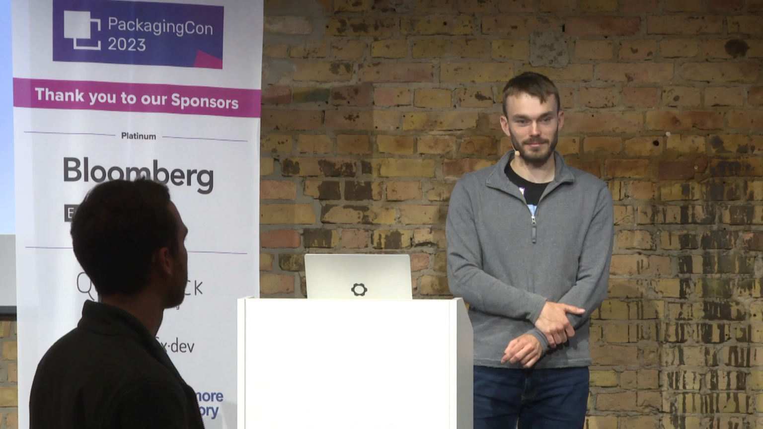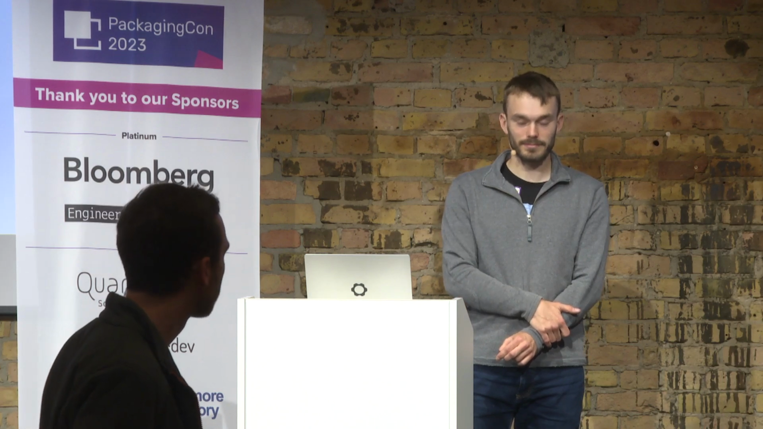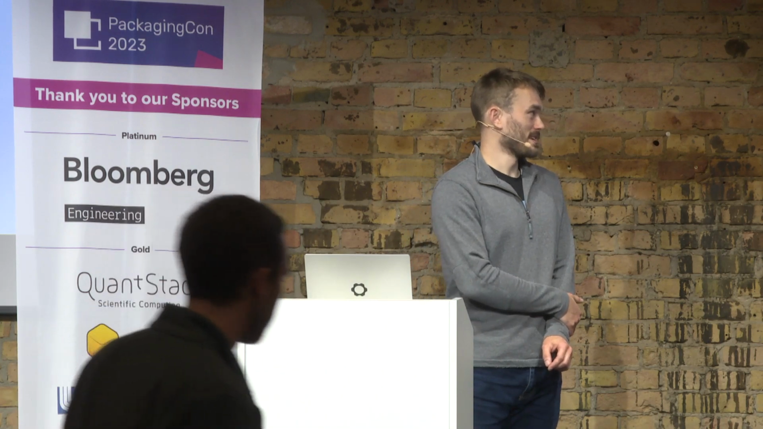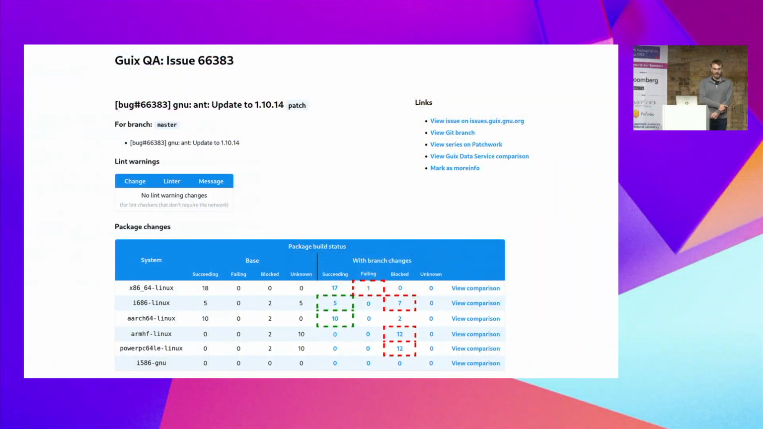Okay, hopefully this isn't too basic, but in your last slide, you have the chart of passing, failing. What does blocked mean in the semantics of Guix? Blocked, that's just things that haven't been built because their dependencies haven't been successfully built yet.